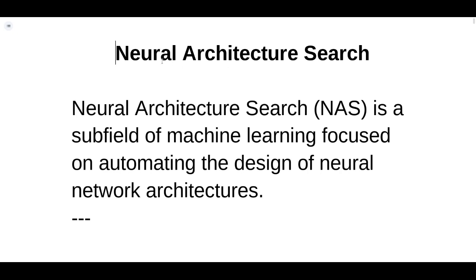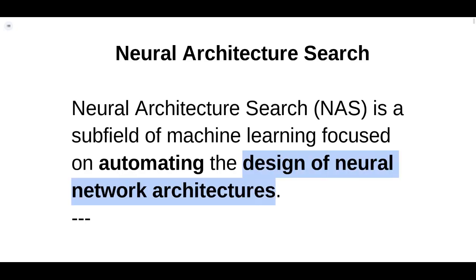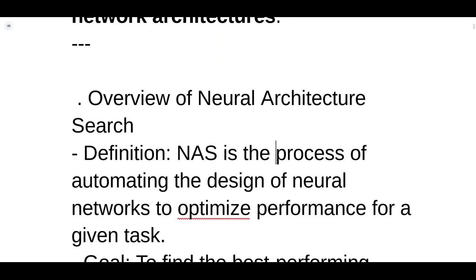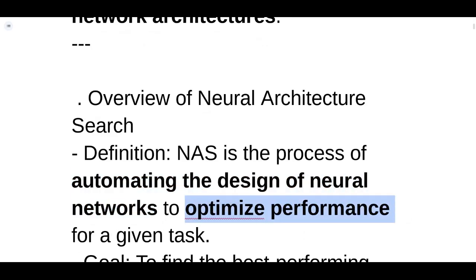The topic is now neural architecture search. Neural architecture search is a subfield of machine learning focused on automating the design of neural network architectures. So the definition is: neural architecture search is the process of automating the design of neural networks to optimize the performance for a given task.